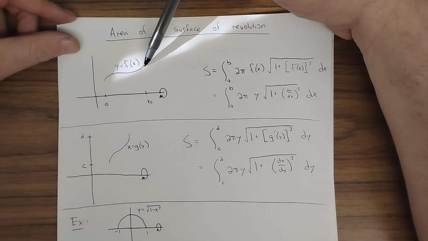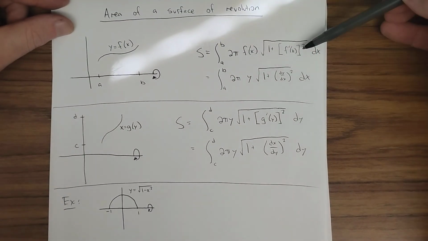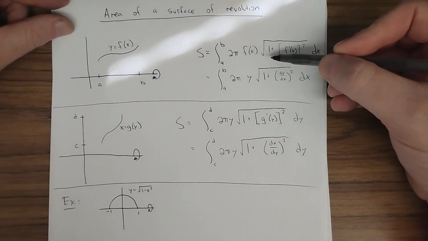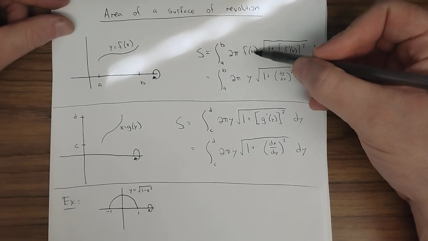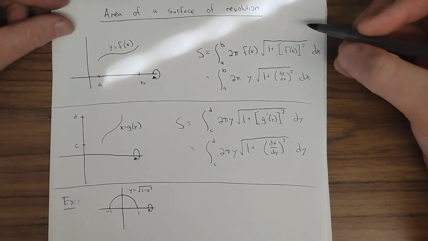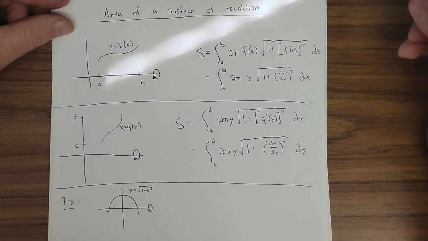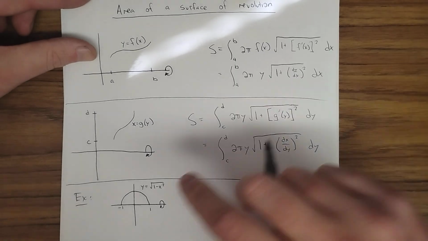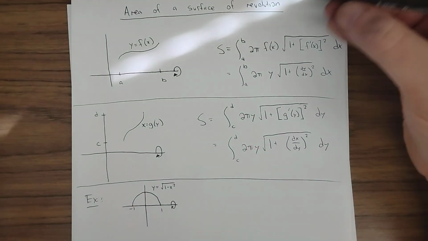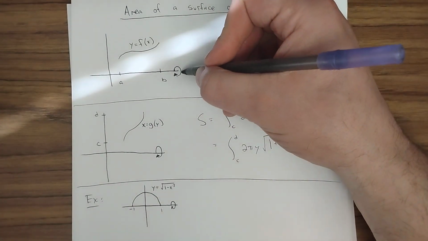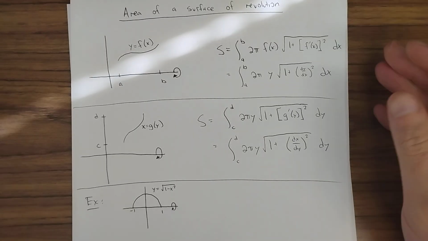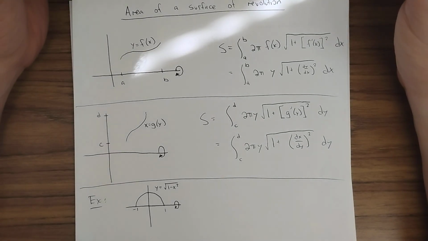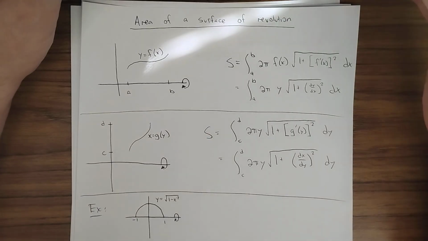So first of all, there's two forms of this. If I have y as a function of x, I can use this formula, which is the same as this. The only difference between this and this is instead of f of x, I wrote y, and instead of f prime, I wrote dy over dx. Same thing. By the way, this formula is always revolving around the x-axis. That's all we're going to do for surface areas.